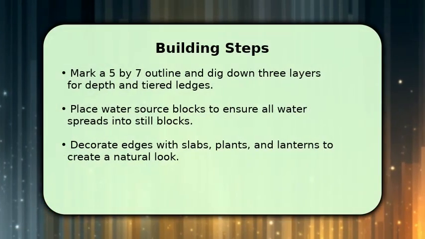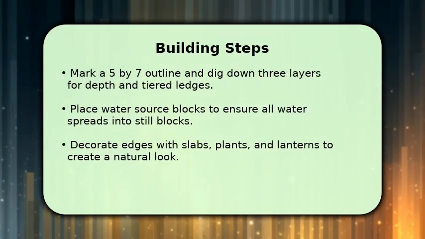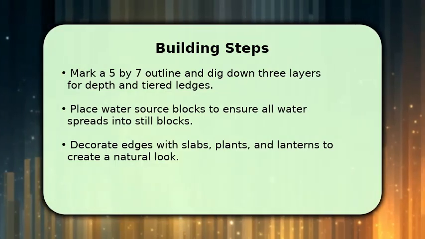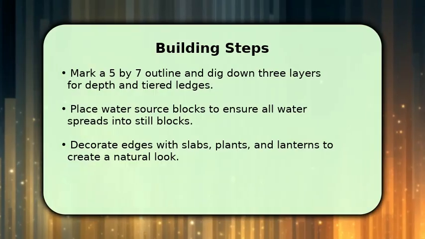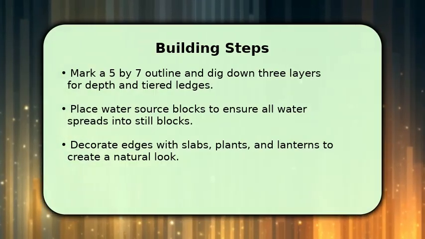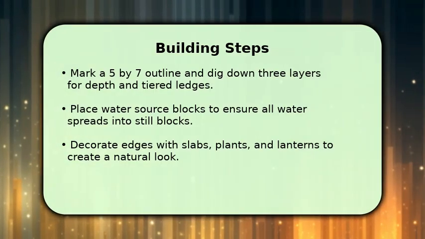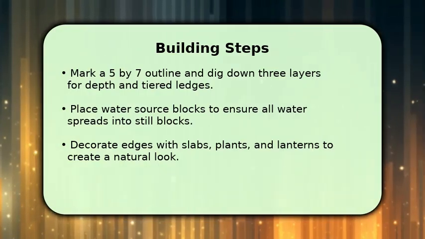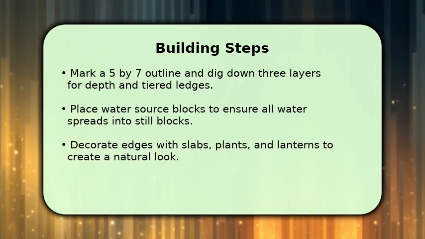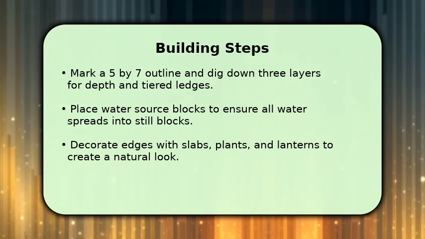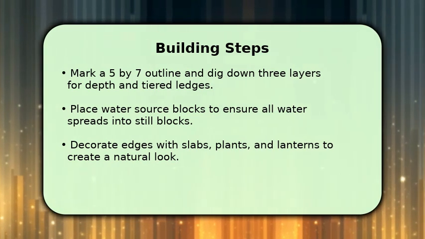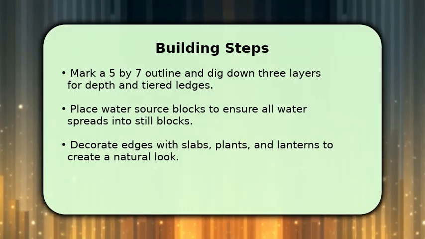In this video, I will show how to make a fish pond in Minecraft step by step. Begin by marking a 5 by 7 rectangle, then dig down 3 layers leaving shelves on 2 sides for decoration. Place water source blocks in a grid so all spaces become still water, preventing unwanted currents. Add gravel, sand, and seagrass for texture. Use slabs, trapdoors, and lanterns around the rim, then introduce fish via buckets to complete the pond.